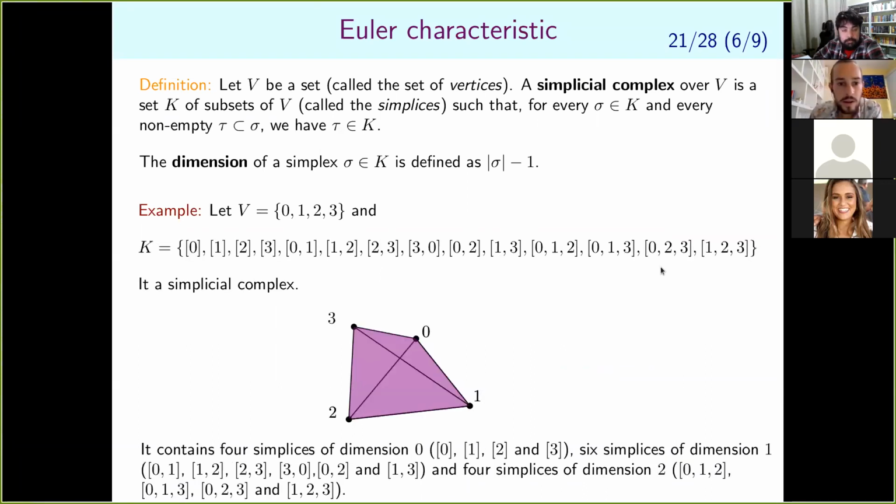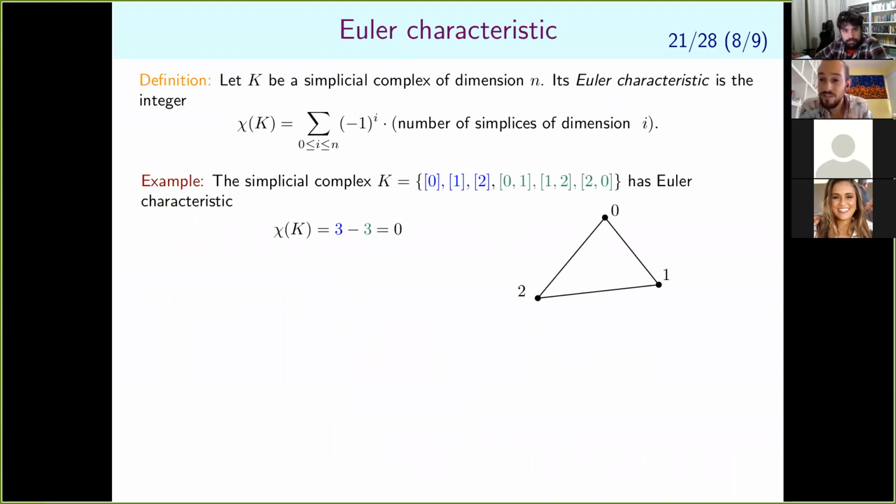Another example, I take now 4 vertices, and I consider this simplicial complex. So now I have simplices of dimension 2, these faces here, right? And at the end, I obtain this object. So it is an empty tetrahedron. So this is a sphere. Okay, I can describe the sphere as this set, this simplicial complex. All right.